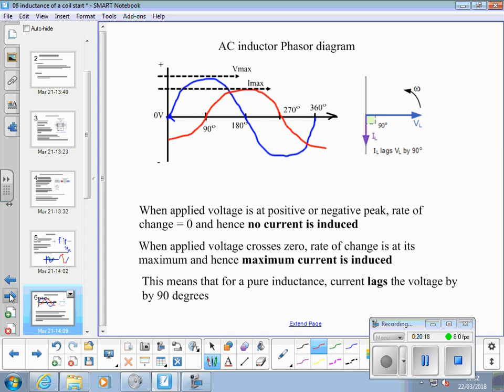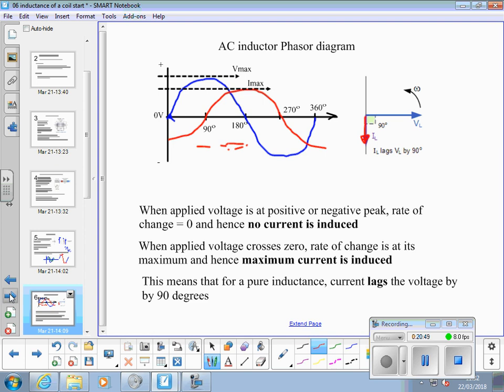We end up with a current that is 90 degrees behind, downwards. So there's a 90-degree angle between voltage and current. Remember, we're talking about angles here, but we're also talking about time. So the current one peaks after the voltage one, lagging behind it.